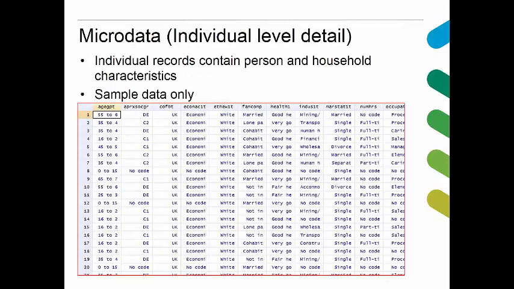Okay, so microdata, this is individual level data, and this is the sort of data, if you did a survey yourself, it's what the data would look like. It contains personal and household characteristics. It's only a sample, about 1 to 10%.